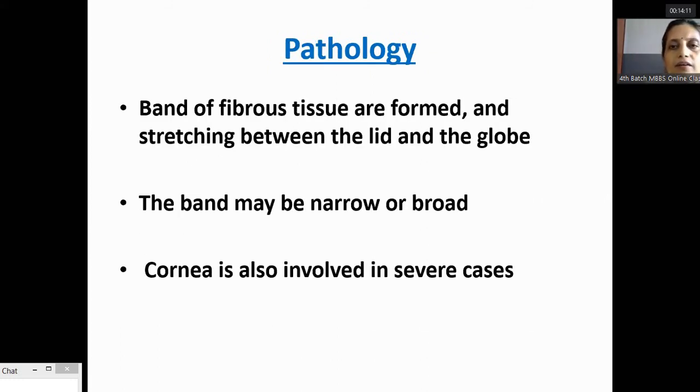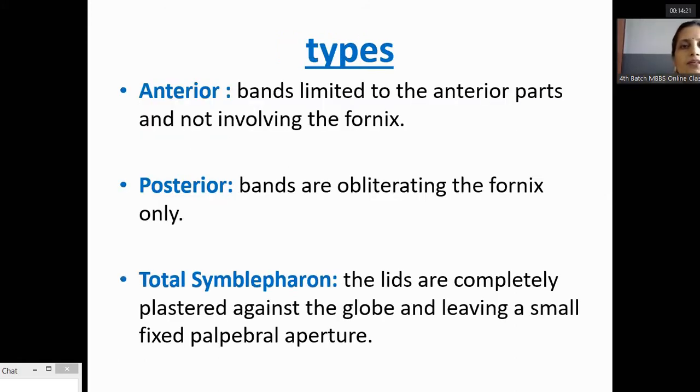Bands of fibrous tissue are formed, stretching between the lid and the globe. The band may be narrow or broad, and the cornea is also involved in severe cases. It can be an anterior band, a posterior band, or total symblepharon. The anterior band is limited to the anterior part and does not involve the fornix, so you just see the palpebral and bulbar conjunctiva, but the fornix is free. The posterior band obliterates the fornix, and in total symblepharon the lids are completely plastered against the globe, leaving a small fixed palpebral aperture.